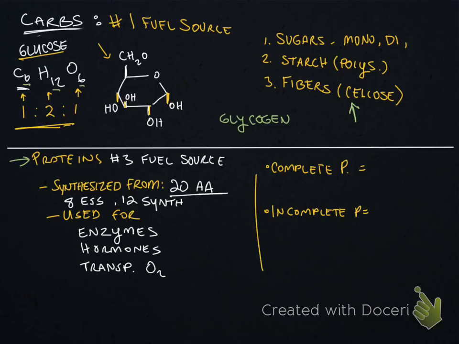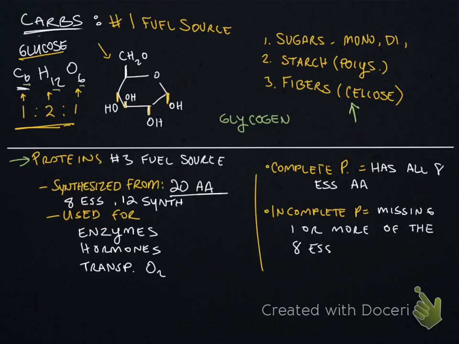If something is a complete protein, that means it contains all 8 essential amino acids. But if it's incomplete, it's missing one or more of the 8. Okay, so make sure that you know these definitions and know that we have 8 essential and 12 are synthesized by our body.